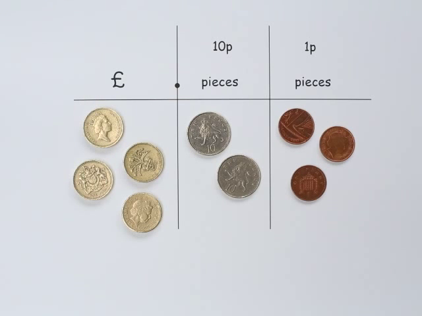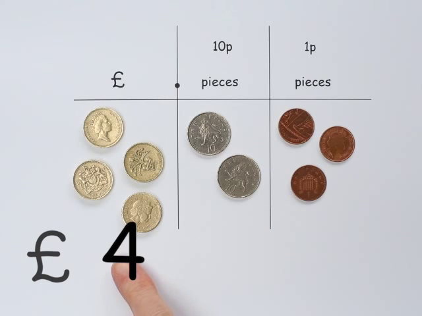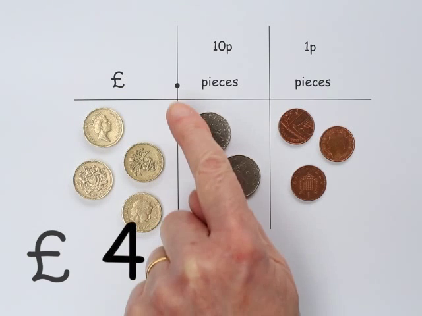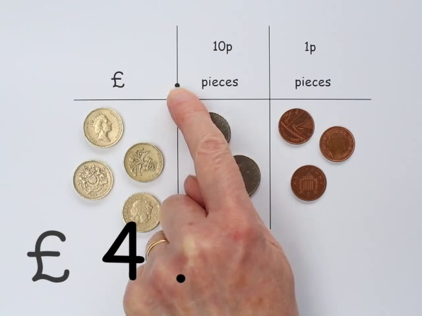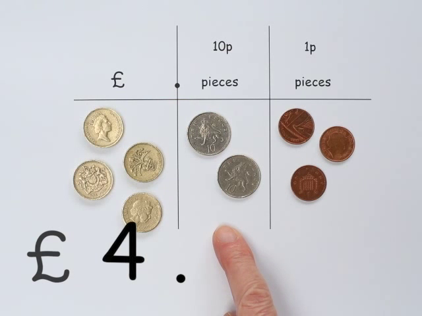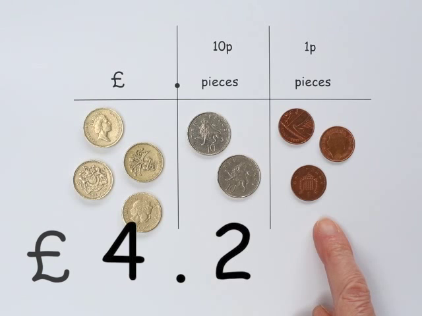To think of it in columns, it's like this. This is a column of whole pounds. Here's the decimal point. The first place after the decimal point here is for tenths of a pound, that is 10p pieces. There are 2 of them. The second place after the decimal point here is for 1p pieces, that is 1/100ths of a pound. Here it's 3p, which is 3/100ths of a pound.